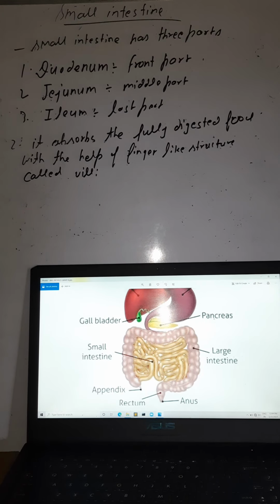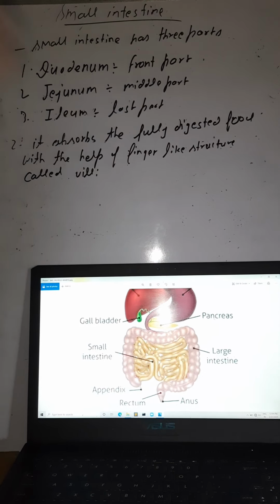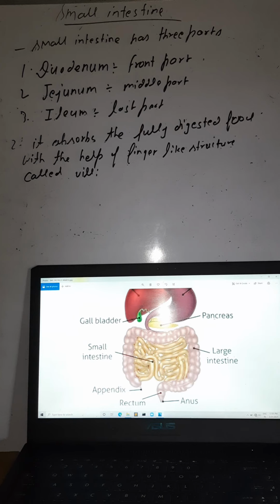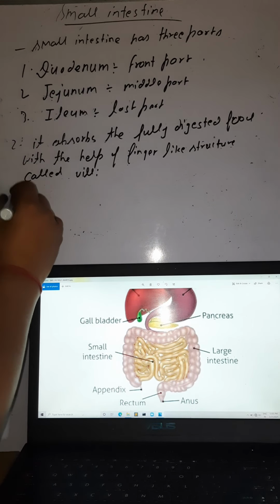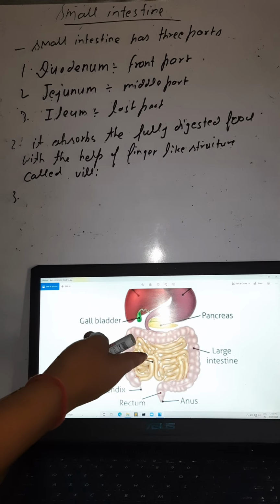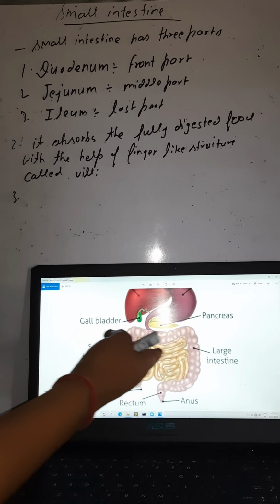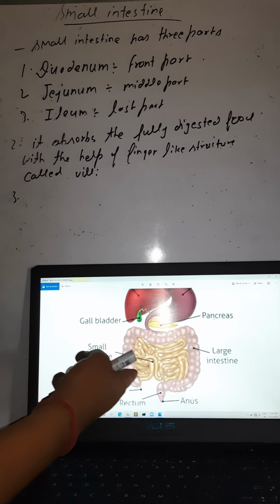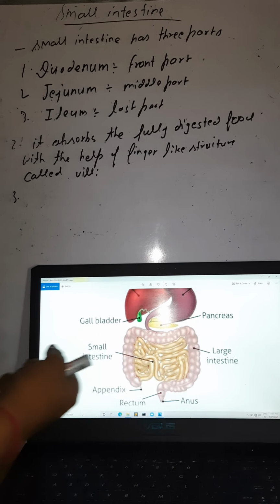Now after the jejunum, the food that has not been absorbed will enter the last part of the small intestine, which is called the ileum. Okay, now I am discussing the third part, that is the ileum. So the ileum absorbs the non-absorbed particles from the jejunum. Some particles that have not been absorbed in the middle part will be absorbed in the last part, that is the ileum.